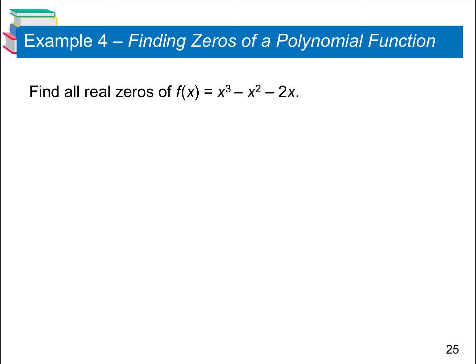So example 4, we're finding the real zeros of our function here. So we have x cubed minus x squared minus 2x. What do I need to do to find the real zeros here? You can factor out an x. Awesome. I set this equal to 0, and I'm going to solve by factoring. So I can factor out an x. So when I take out an x, I'm left with x squared minus x minus 2. So I just divided all 3 of these by x. Put it on the outside.